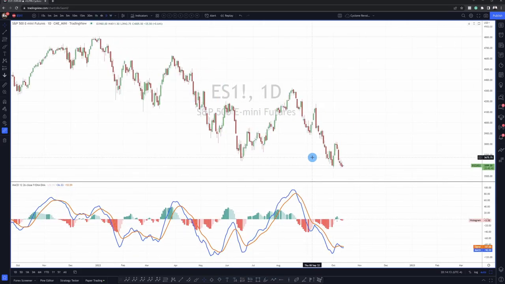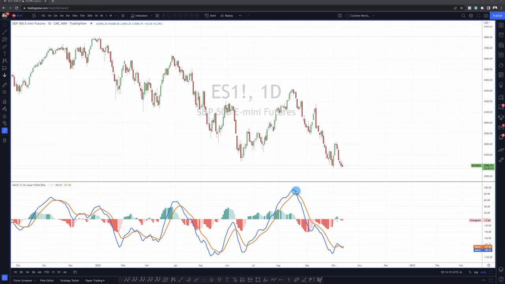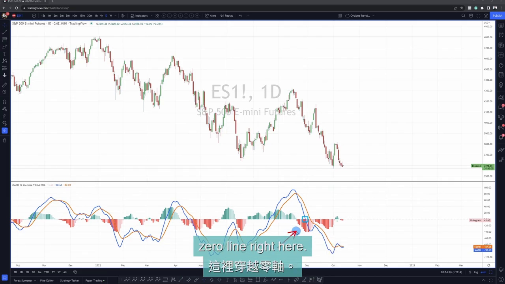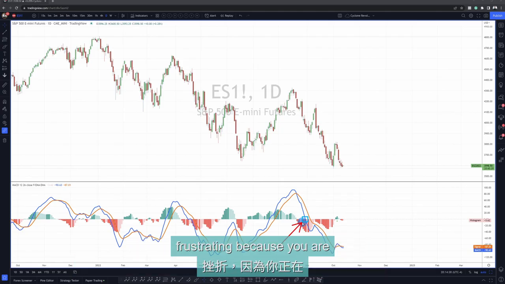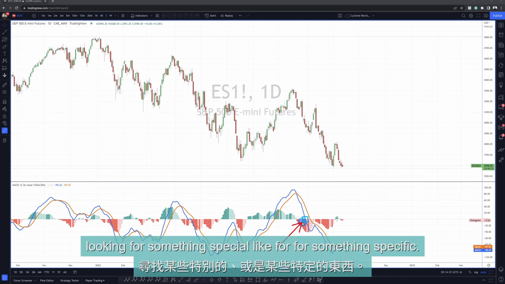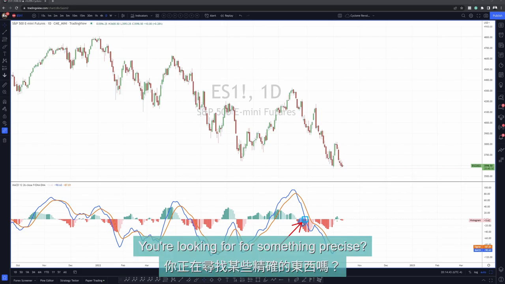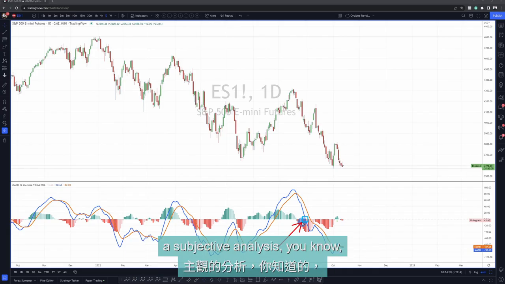Let's move to the daily chart. Great. So here we have the MACD crossing the zero line right here. That's something extremely objective, because sometimes Elliott wave can be frustrating because you are looking for something specific, something precise, and it can end in a lot of frustration because it's a subjective analysis. It's part of the nature of the Elliott wave theory.